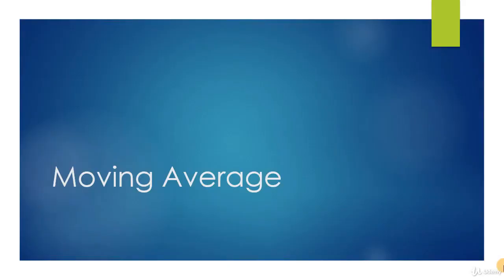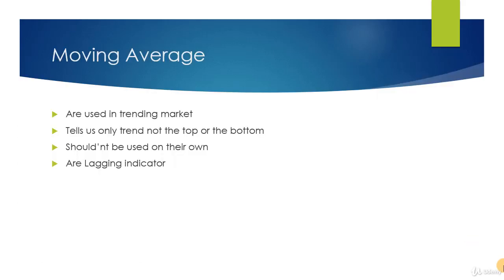In this lecture, we will learn about moving average, that is a lagging indicator. Moving average is the trend following indicator and is used to identify changes in trends. A moving average is a way of calculating the average price in a given time frame. Moving averages are used in trending market and they are ineffective in ranging market.